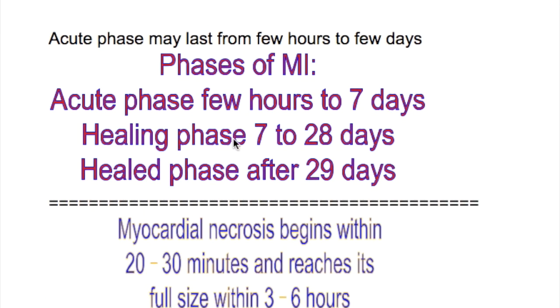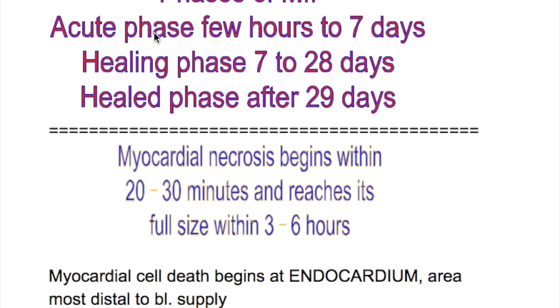What are the phases of myocardial infarction? Acute phase lasts from a few hours to 7 days. Healing phase lasts from 7 days to 28 days. And a healed phase after 29 days.